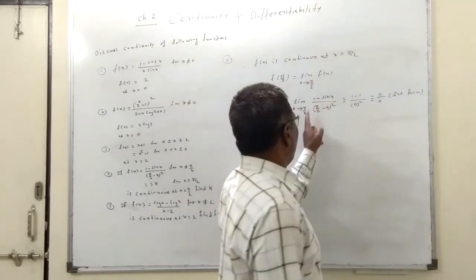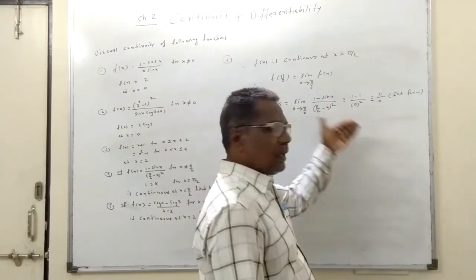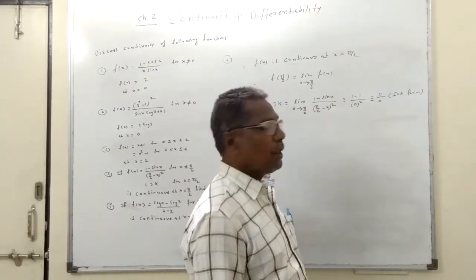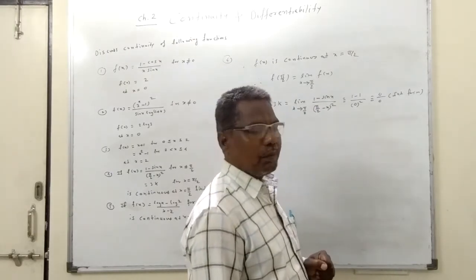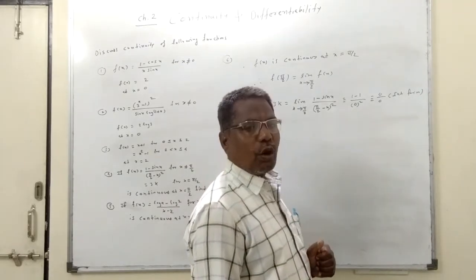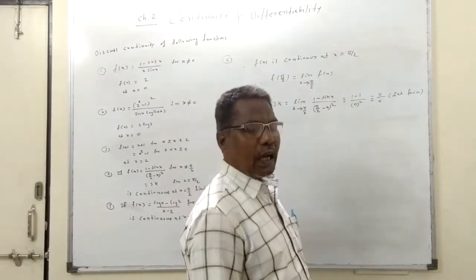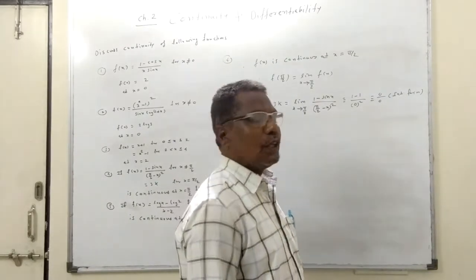Now here, when the limit is of the form 0 by 0, you think whether an identity or factorization is applicable. Here no identity is applicable. Standard formula is not applicable. Direct method already failed. So we'll go to the last method, the fourth method, the method of substitution.